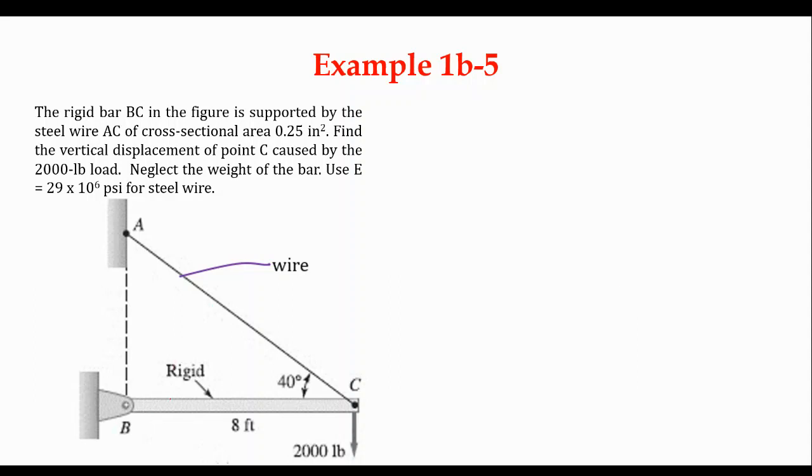Okay, let's understand the system. We know what a rigid bar is; the rigid bar here is BC. When we say rigid bar, it does not deform. Rigid has no deformation, so we assume no deformation no matter what force is applied, or if there is any deformation, it is negligible. The bar is being held by this wire.